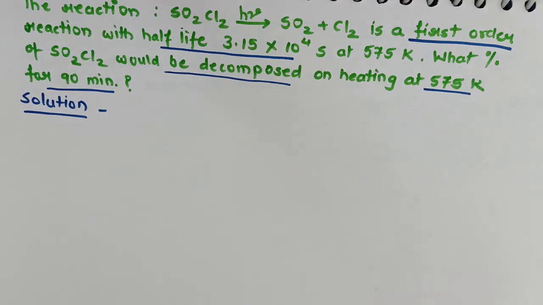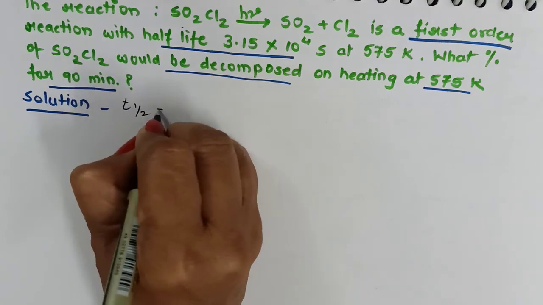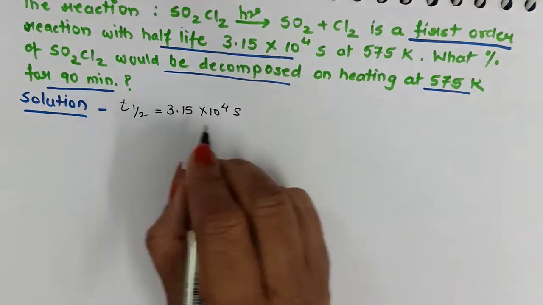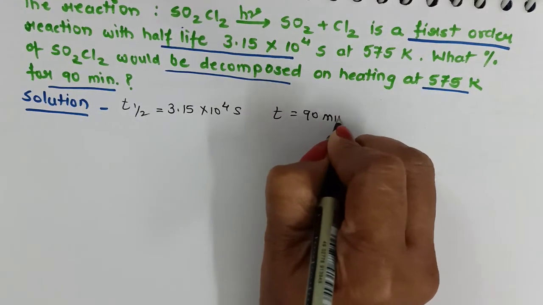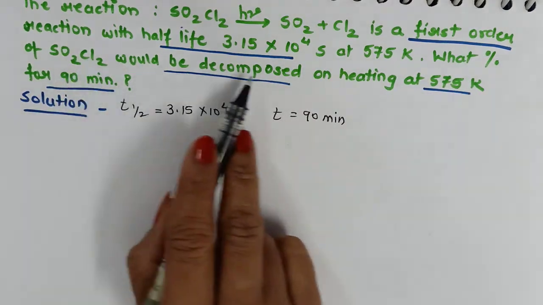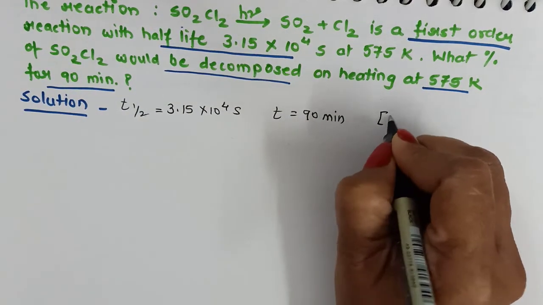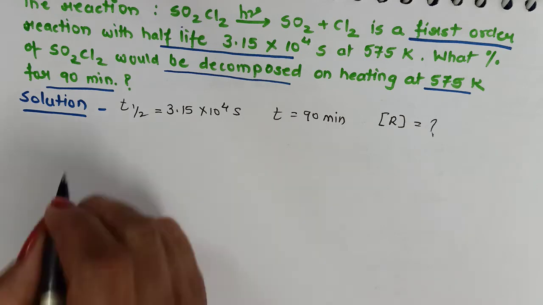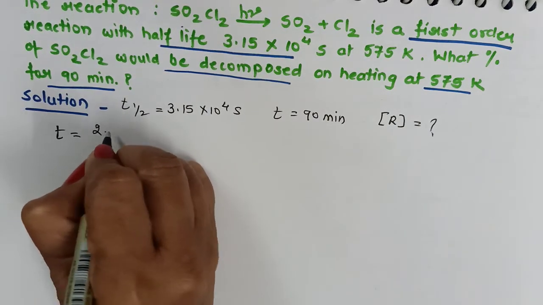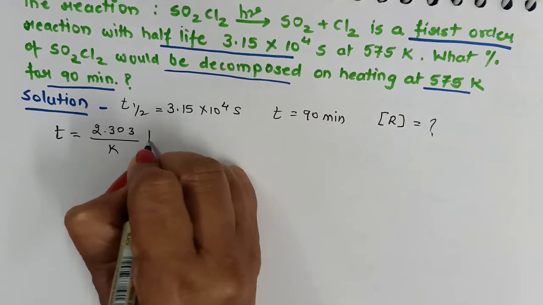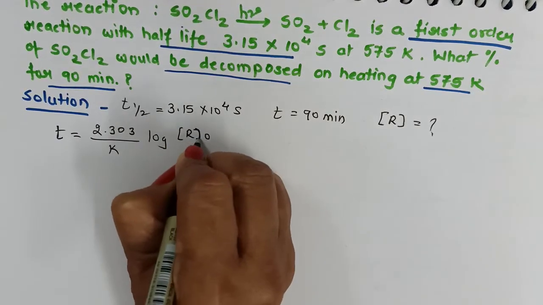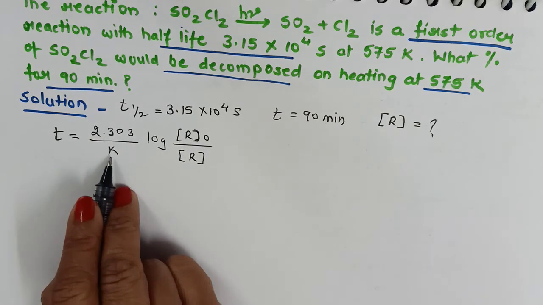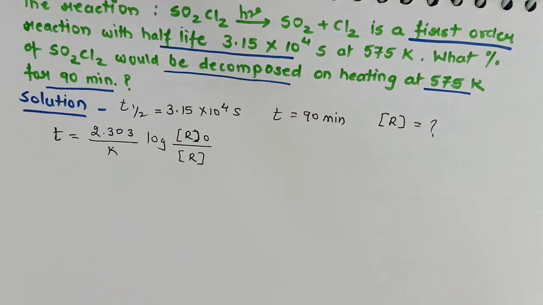So what is the information given to us? T half is given to us 3.15 into 10 to power 4 seconds. Then time is given to us 90 minutes. And we are supposed to calculate the percentage of SO2Cl2 that would be decomposed. That means we are supposed to calculate the amount of reactant left out. So we can calculate t equals 2.303 upon K log R0 upon R. We don't know the value of R. But right now I don't have the value of K also. So first of all we need to calculate the rate constant.